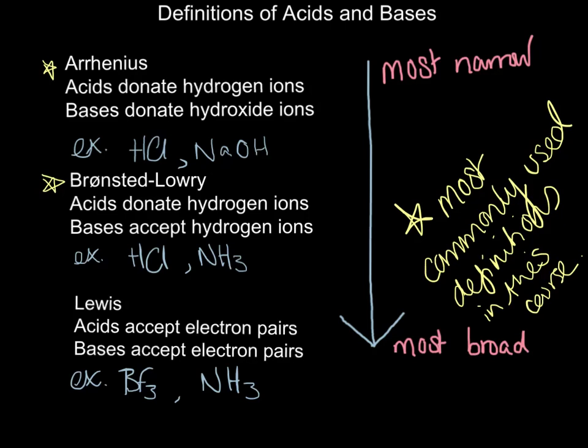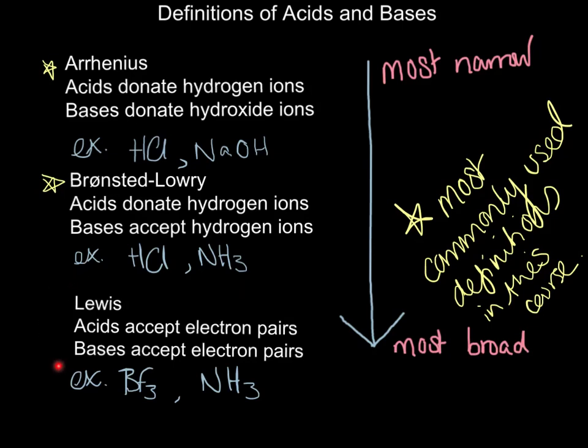And so Bronsted and Lowry simultaneously came up with a better definition for acids and bases. They kept the definition for acids donating hydrogen ions, but they changed it so that bases are accepting hydrogen ions. This is sometimes also written as donating protons because a hydrogen ion is simply a proton. Now in this definition, HCl would still be an acid, but it allows us to add NH3 as being a base as well. So it's a much broader definition.